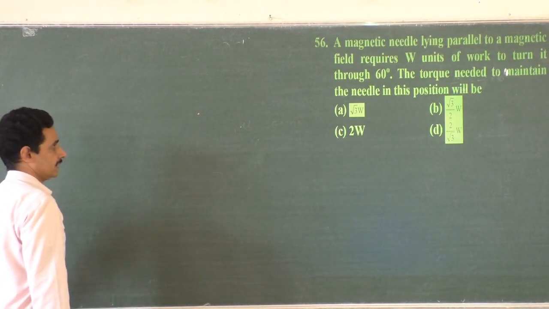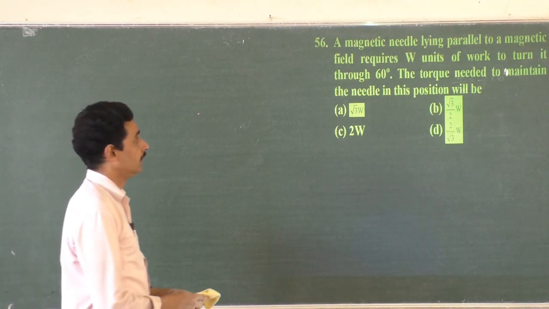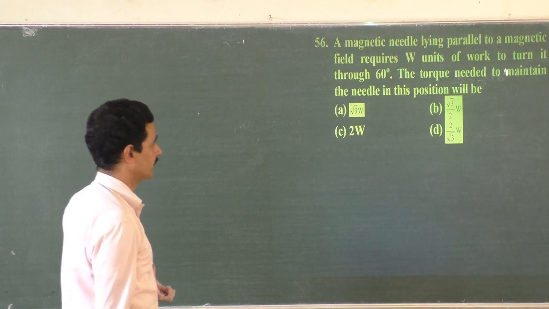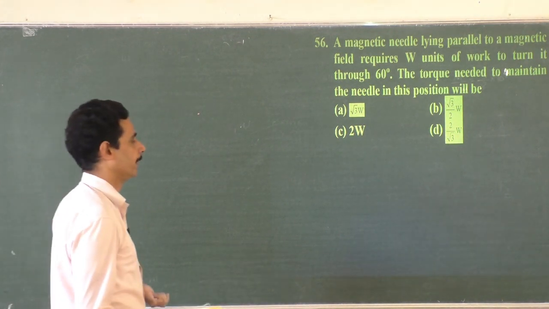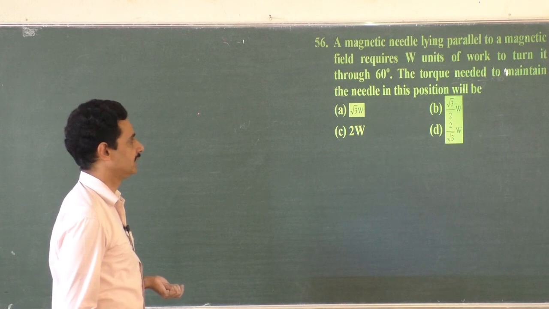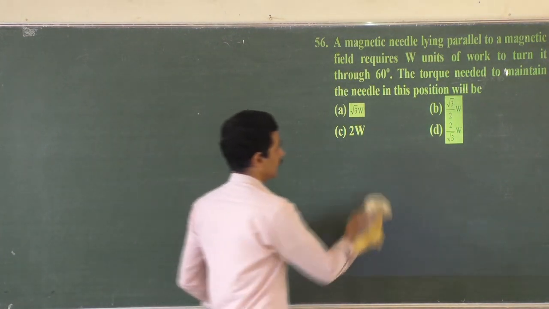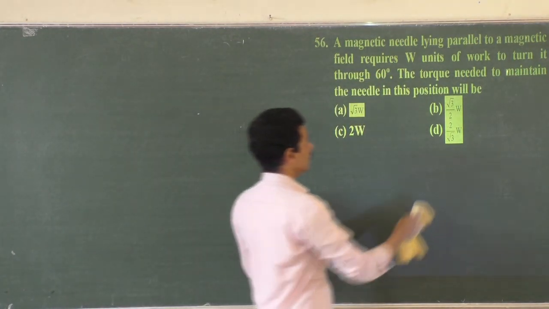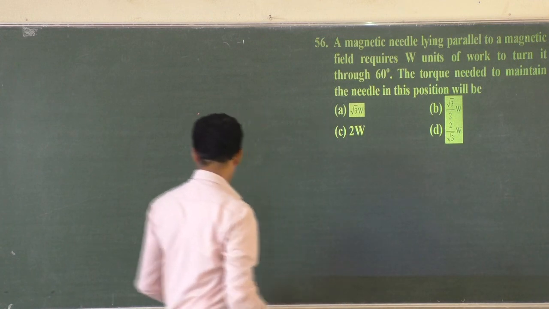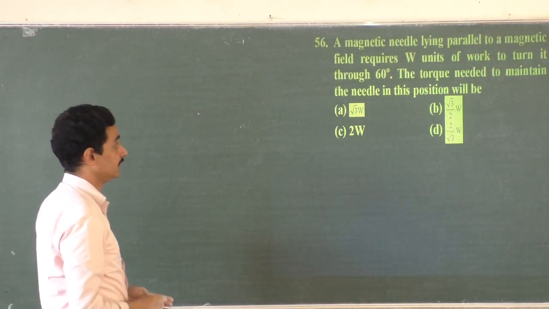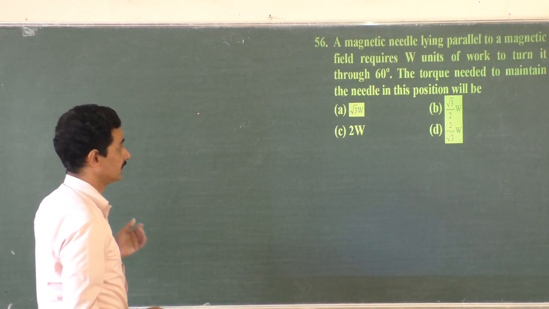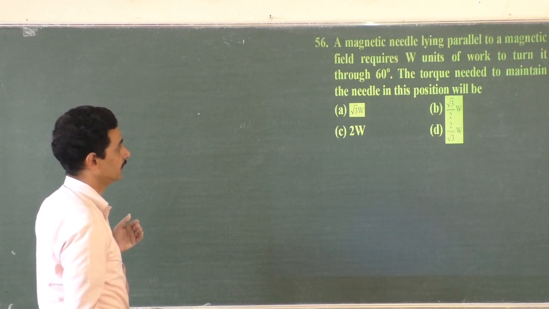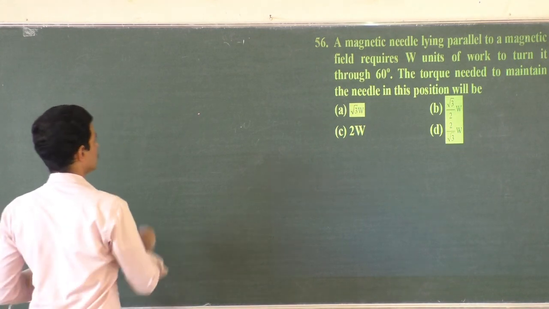Yeah, 56. A magnetic needle lying parallel to a magnetic field requires W units of work to turn through 60 degrees. The torque needed to maintain the needle in this position is, okay, how much torque is needed. That means you have to mix up torque as well as work done, right? Both have to be mixed up. A magnetic needle needs W units of work done to turn it through 60 degrees.